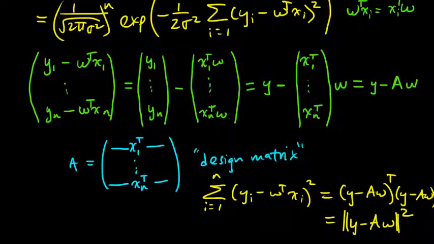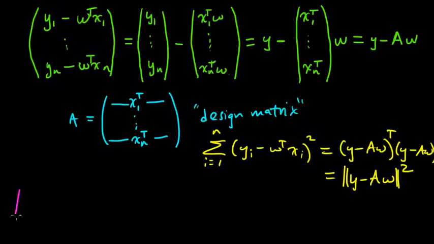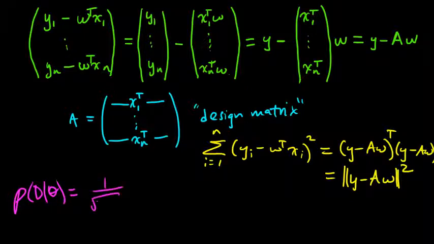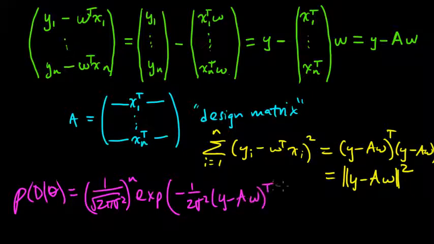Now, let's rewrite what we just found. The probability of the data given theta equals 1 over 2 pi sigma squared to the n, times e to the minus 1 over 2 pi sigma squared times y minus AW transpose times y minus AW.